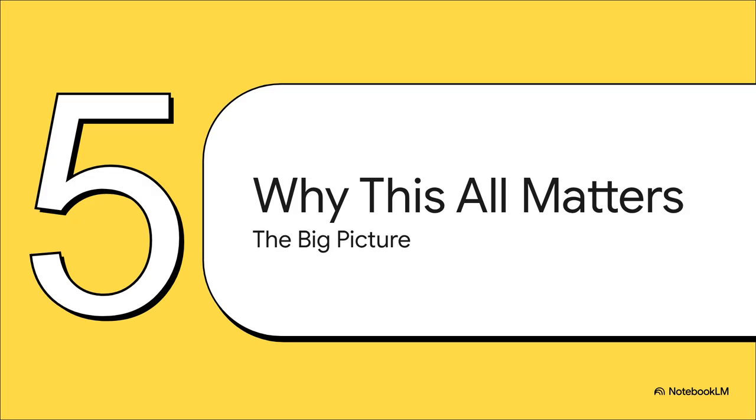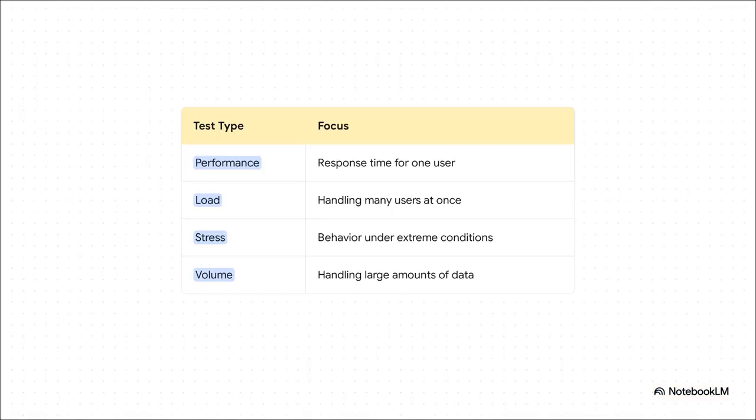So, we've looked at all these different ways to push, pull, and prod a piece of software. Let's tie it all together and talk about why this is so incredibly important for the tech we all use. So let's just do a quick recap. Performance is about speed for one person. Load is about handling a crowd. Stress is about surviving extreme conditions, and volume is about dealing with massive amounts of data. You see how they all cover a different angle?